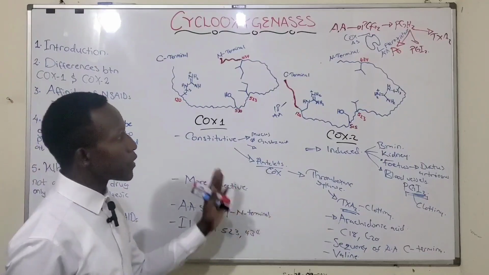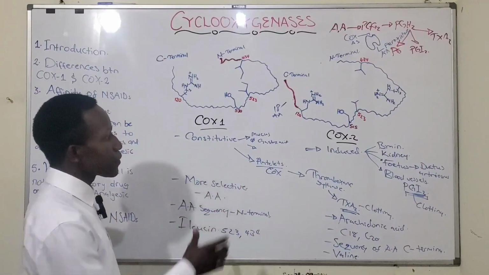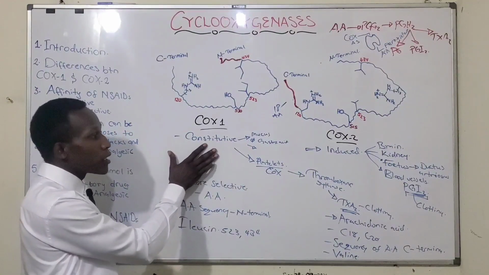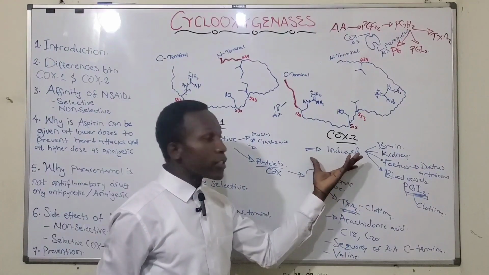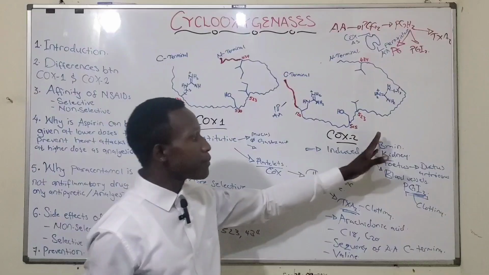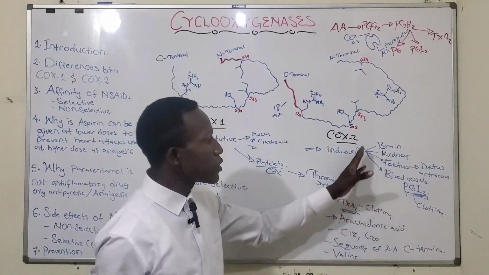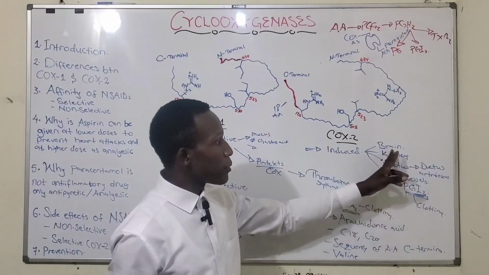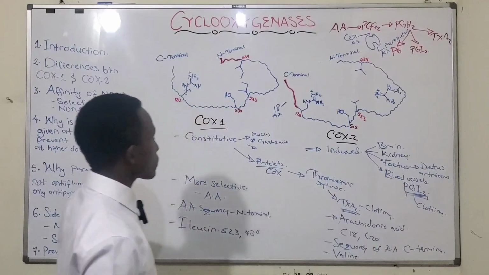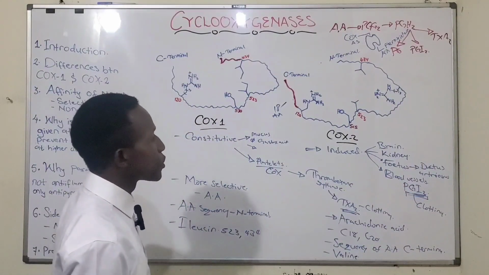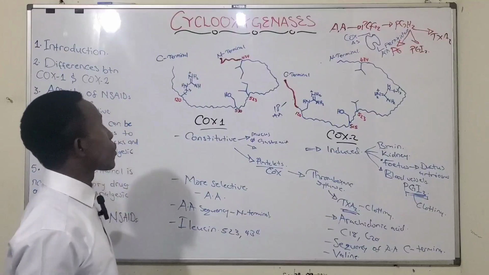So those are the main differences. COX1 mainly is constitutive, so it's there in many parts of the body. COX2 mainly is induced, though there are some other sites where it is constitutive, like in the brain, kidney, fetus, and in blood vessels. Those are the main differences between COX1 and COX2.